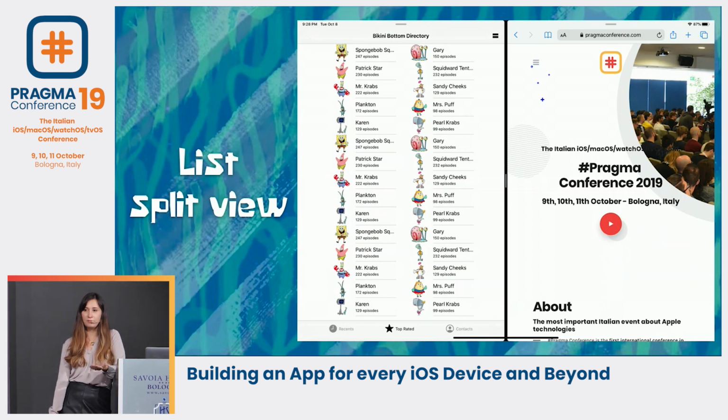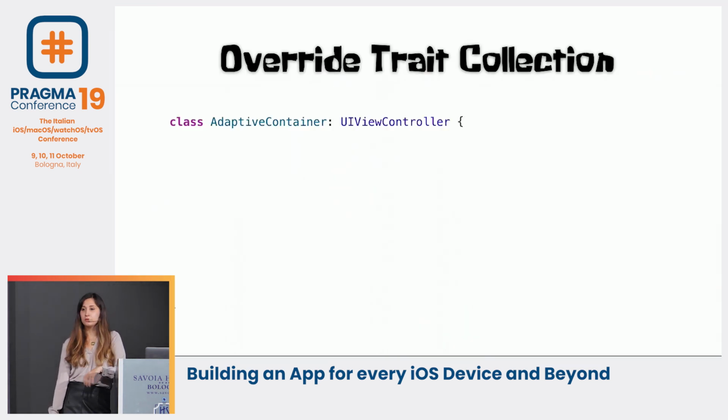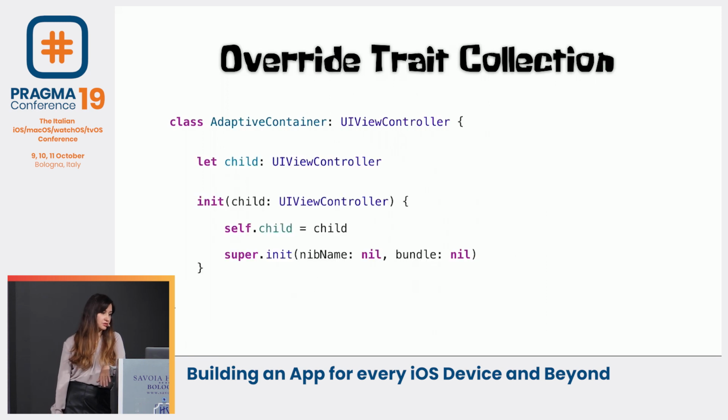So we could go back and use the same size categories that we've made in place of trait size classes, or we could just override the trait collection for a specific threshold. And here's what I mean. First, we will need to make a container view controller. And the reason we need to do this is because a view controller cannot override its own trait collection, but it can do it for a child. So then we have the child for this view controller, and we will pass it in the initializer.